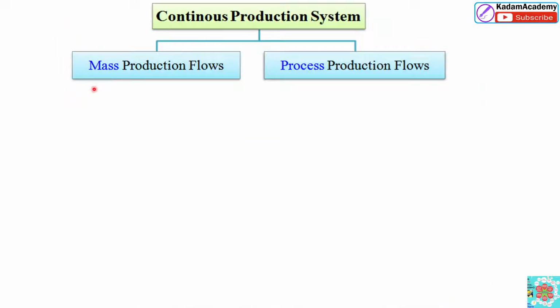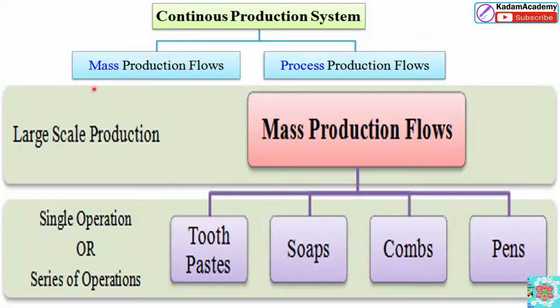So we start with mass production. What is mass production here? The manufacture of discrete parts or assemblies using a continuous process is called mass production. In this, a company produces different types of products on a large scale. Goods are produced either with the help of a single operation or by using a series of operations. See here, in single operation or series of operations, the toothpaste, soaps.